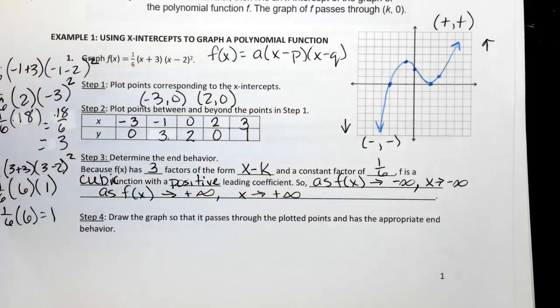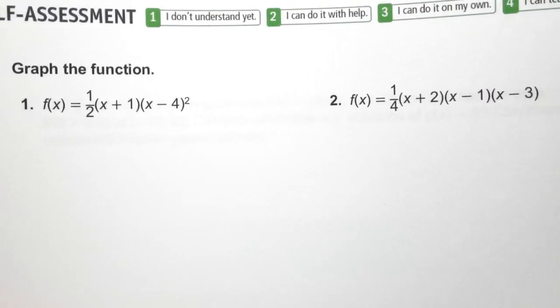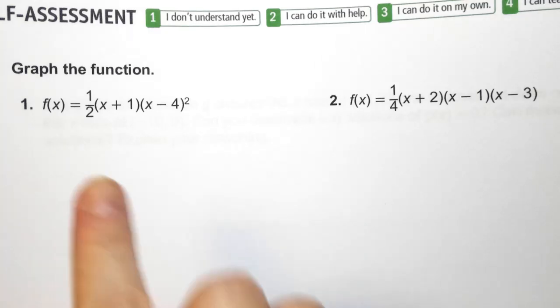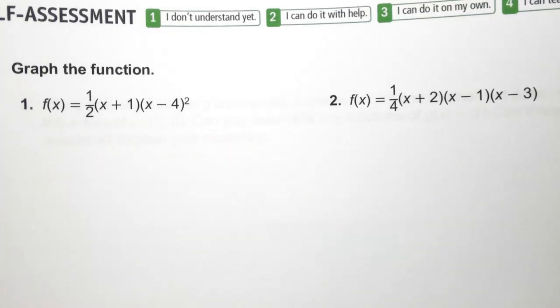So I have some self-assessment questions. If you're in class, I would say graph these on the calculator, because some of y'all like to watch the videos in class. If you're at home, open up Desmos, give it a graph.